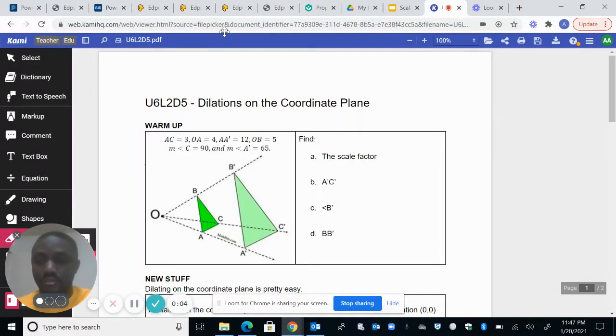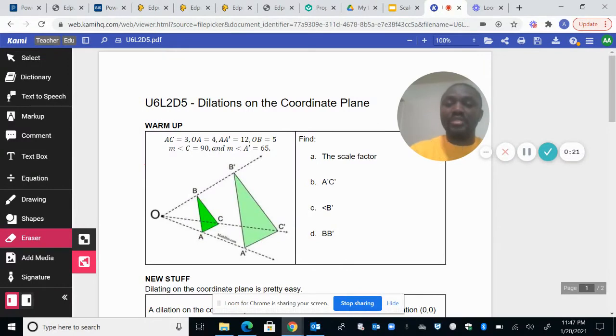Okay, good morning, class. Today we're going to start your lesson 2, day 5. We're going to talk about dilations on the coordinate plane, how we can locate a dilation using the coordinate plane, the XY plane, okay? But before that, we're first going to do a little review.